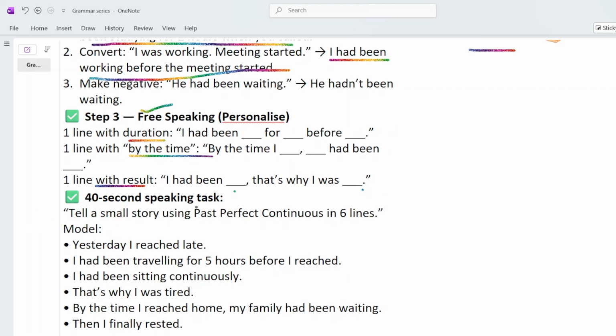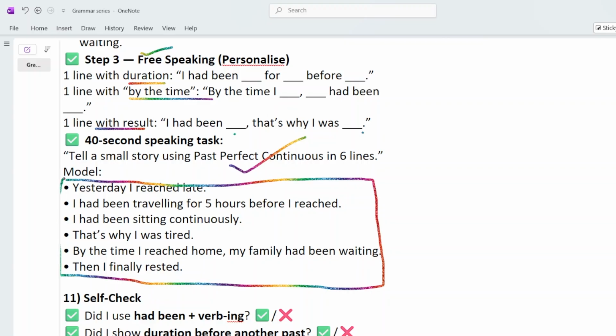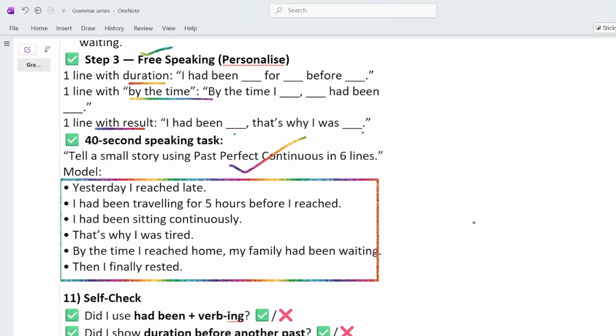All right, so a 40-second speaking task: tell a small story using past perfect continuous. That is the model answer that I have got ahead for you here. You can just see the screen, the one that I'm highlighting. Yes, this is a model answer. Please pause the video, read the model answer, and make your own sentences, guys. All these lines that I have curated here, this is in past perfect continuous, this is also in past perfect continuous. This also is in the past perfect continuous tense, and there is a mixture of simple past as well in this highlighted section.